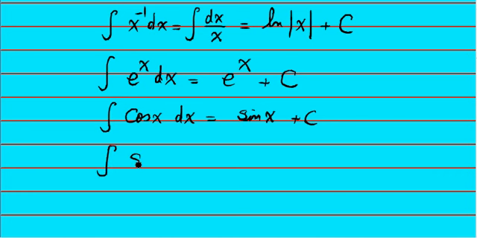How about the sine of x? The antiderivative of that is minus cosine of x plus a constant. Minus cosine, because derivative of cosine itself gives birth to a negative, and this negative is going to cancel that, and we are going to end up with a positive sine of x. What else did we have?